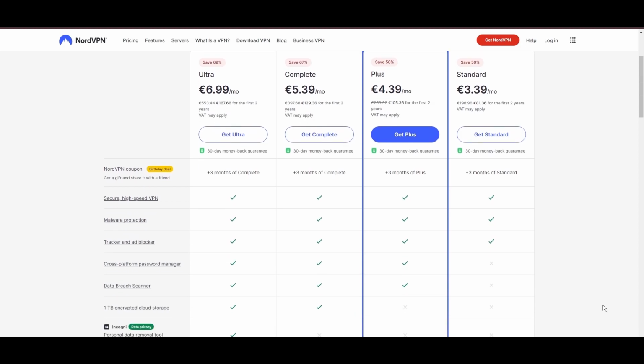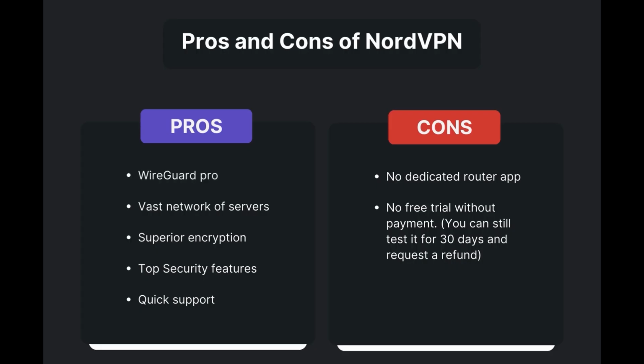Benefits of using NordVPN in Miami include swift and stable connections via the WireGuard protocol, an extensive server network for global access, top-notch encryption and security measures, and 24/7 customer support. However, there are a few drawbacks to note. No dedicated router app available. No free trial is offered. Overall, NordVPN stands out as the best VPN for Miami.